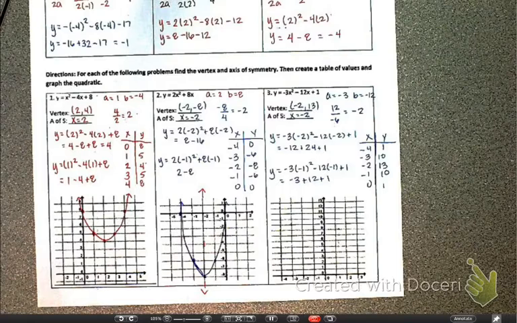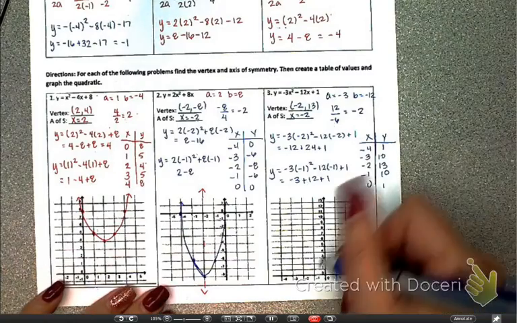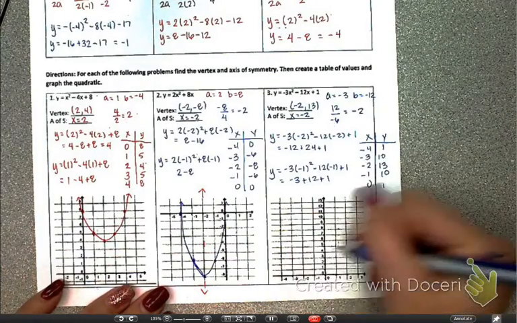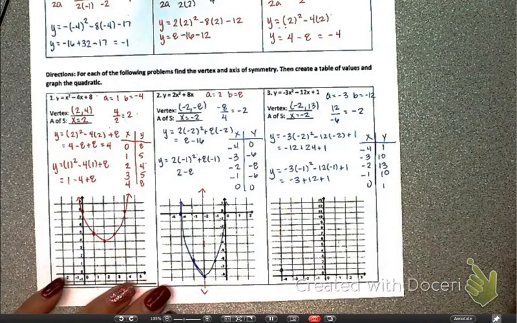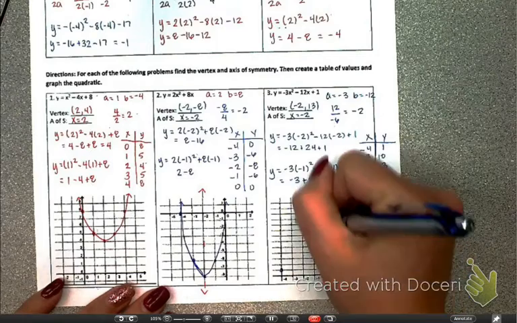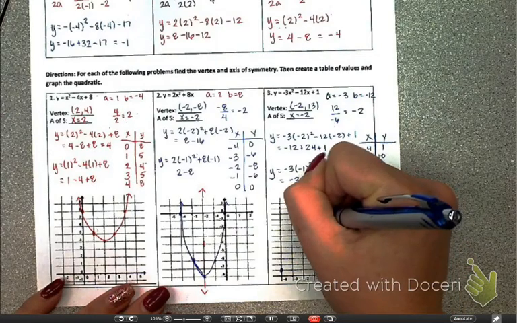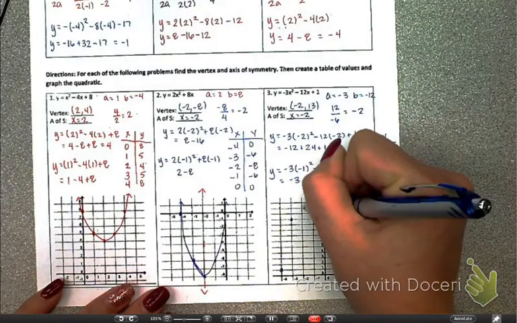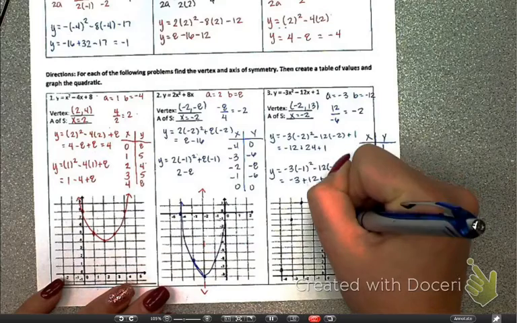What's the orientation? Down. What is the shape? Compression. Good, because we're looking at the positive part of the A, right? You're just looking at the number. All right, so negative 4, 1. Negative 3, 10. Negative 2, 13.